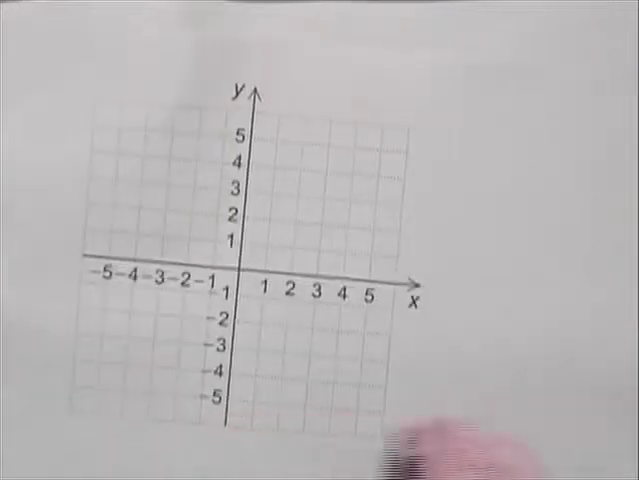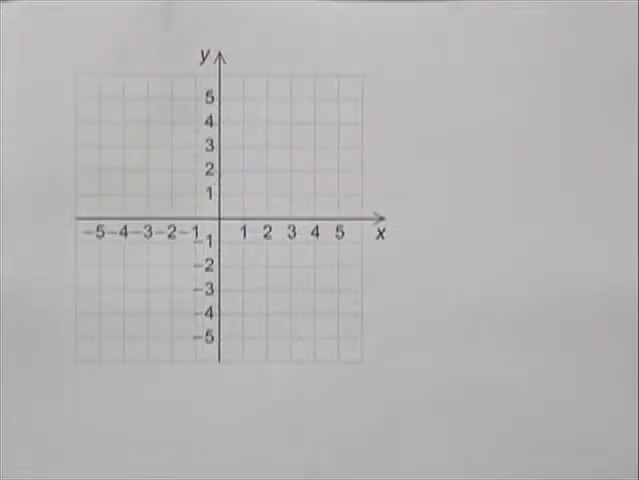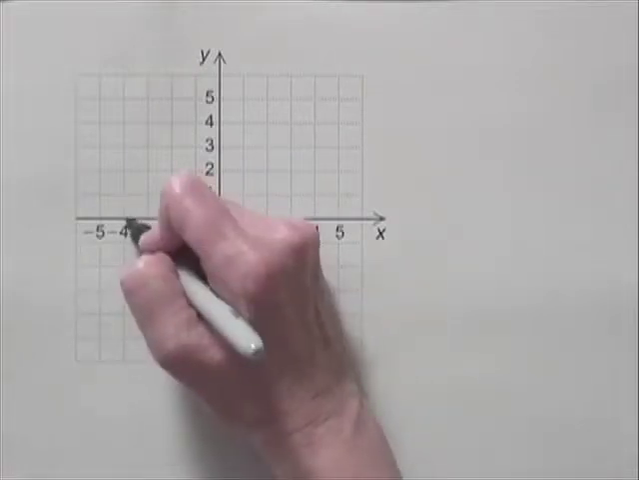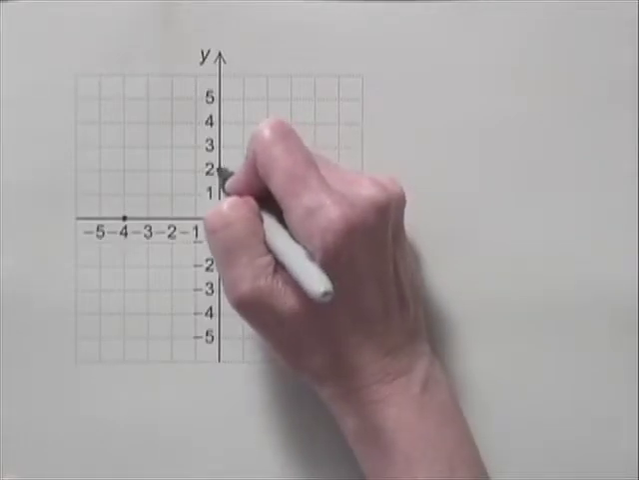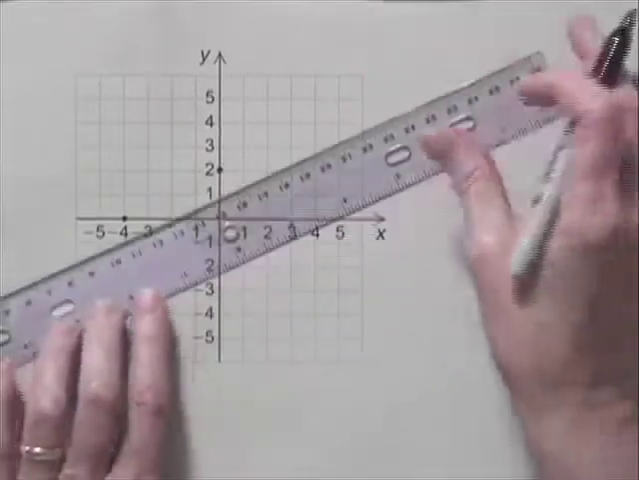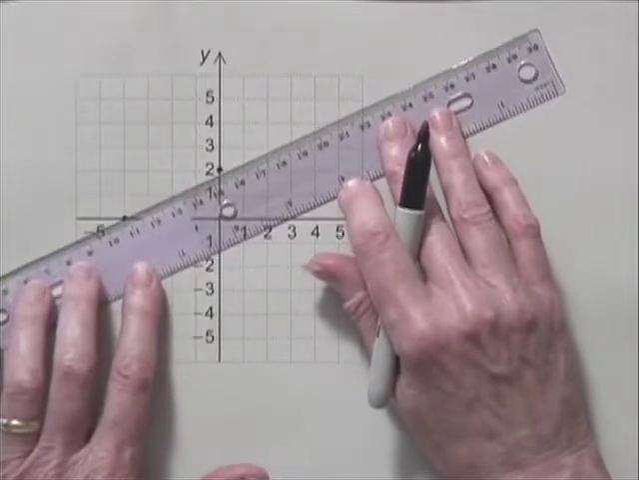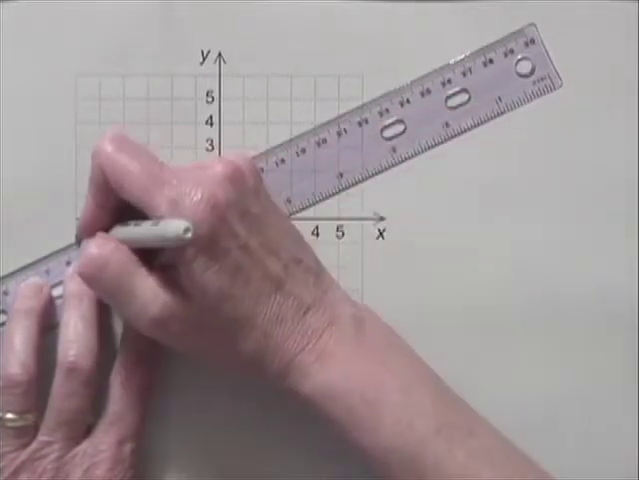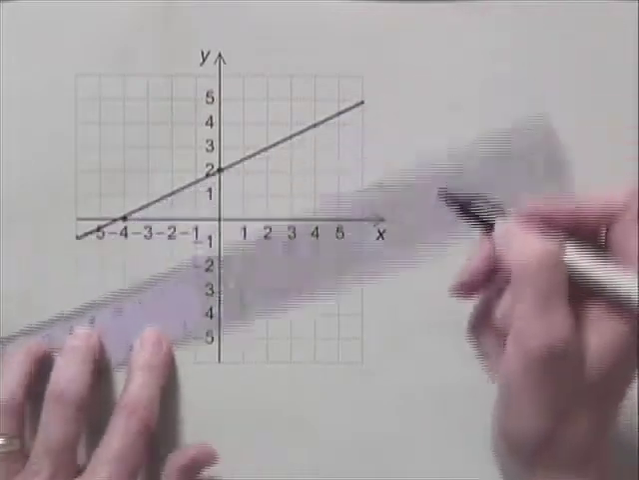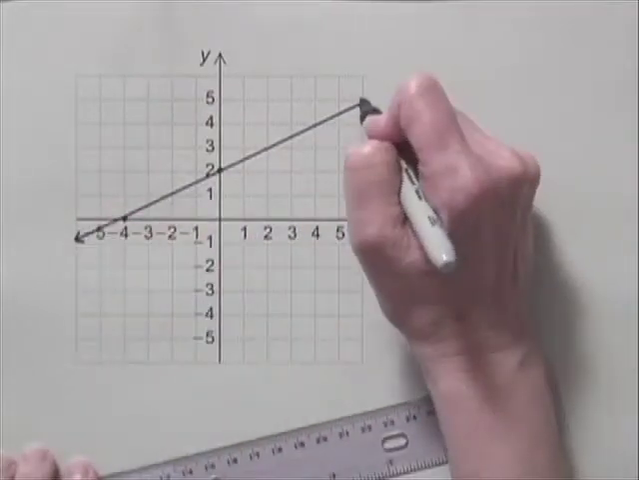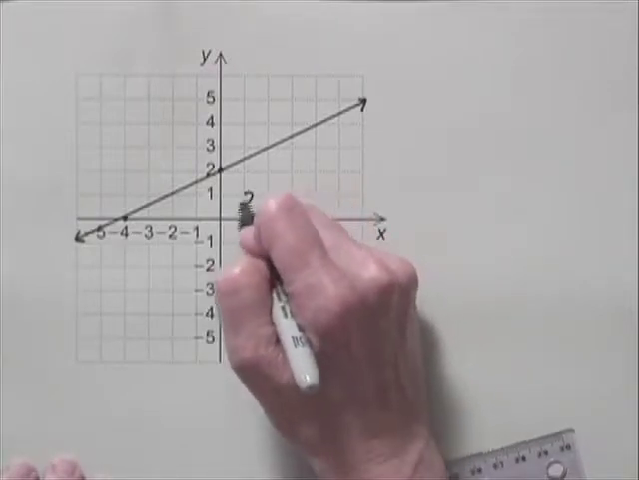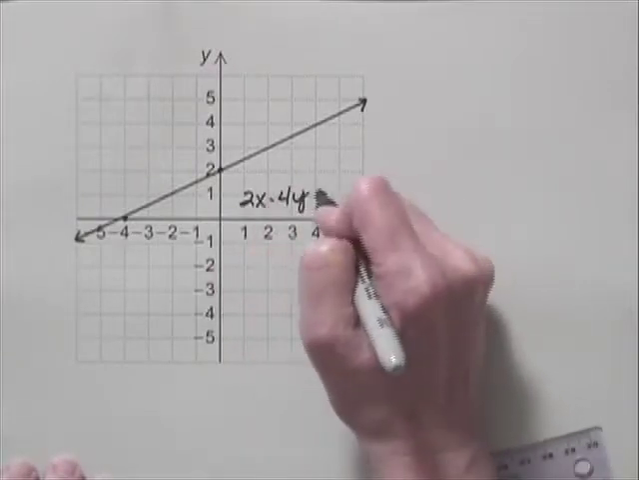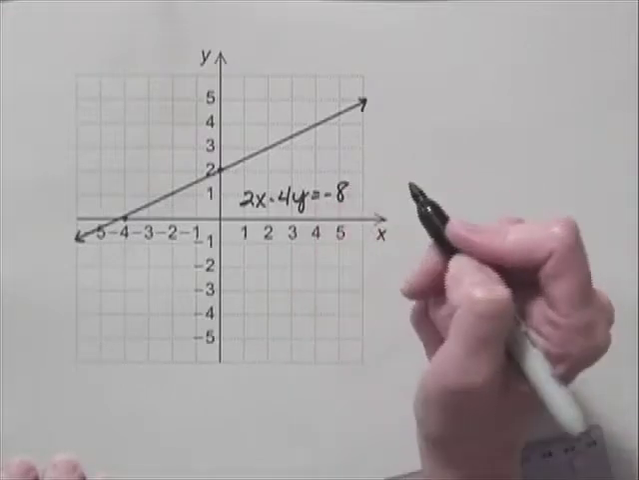Let's graph the equation first. We'll plot the 2 points that we found. We have the x-intercept, negative 4, 0, and we have the y-intercept, 0, 2. And we'll draw the line that contains those 2 points. And we will label it with its equation, 2x minus 4y equals negative 8.